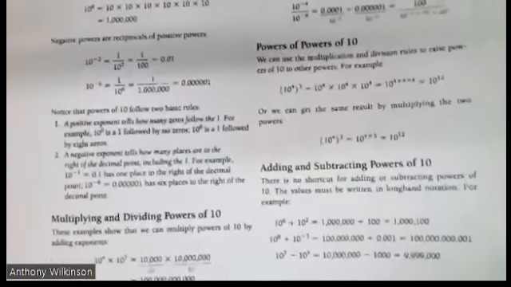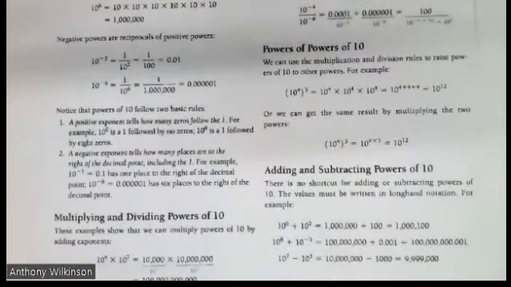Now note that the powers of 10 follow 2 basic rules. Number 1, a positive exponent tells how many zeros follow the 1. Like in this case here, 10 to the 0 is 1, followed by no zeros. 10 to the 8th is a 1, followed by 8 zeros.